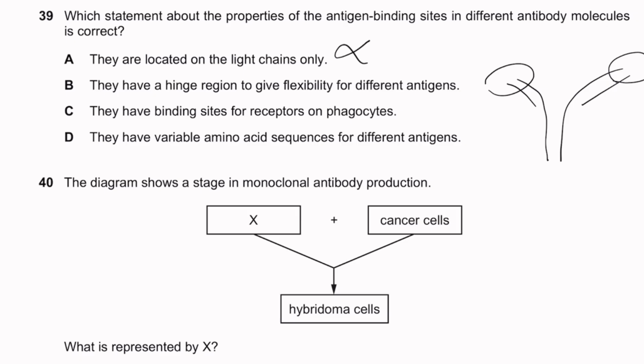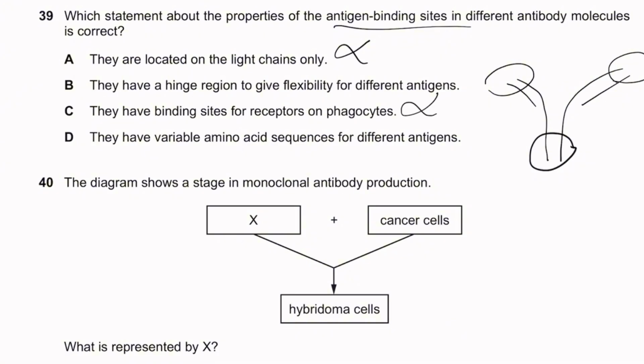So that would not be true. They have hinge regions to give flexibility for different antigens. I'm not really sure that is the case. They have binding sites for receptors on phagocytes. They do have binding sites. This is the binding site, in fact, and it's not really found on the antigen binding site. And so I would say they're different binding sites. I would not really choose this.